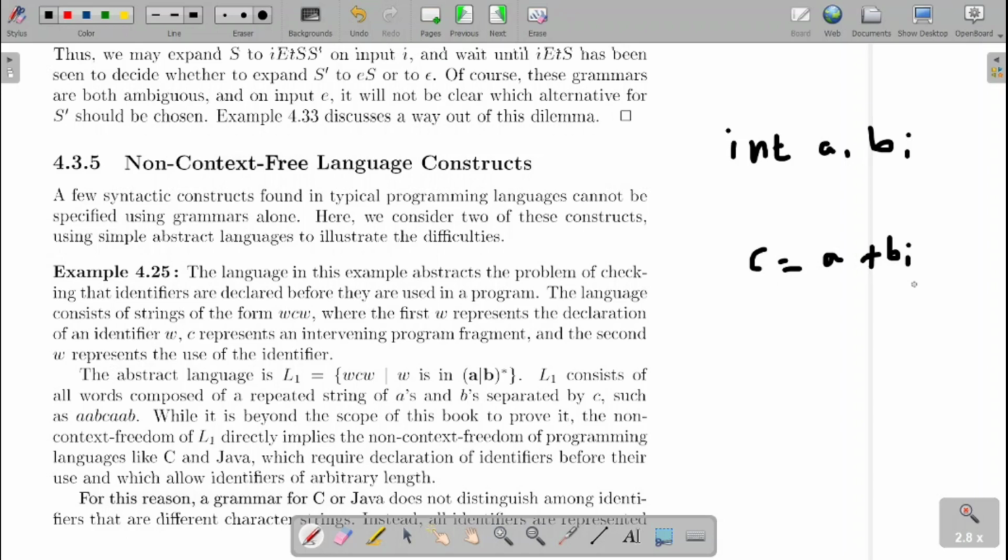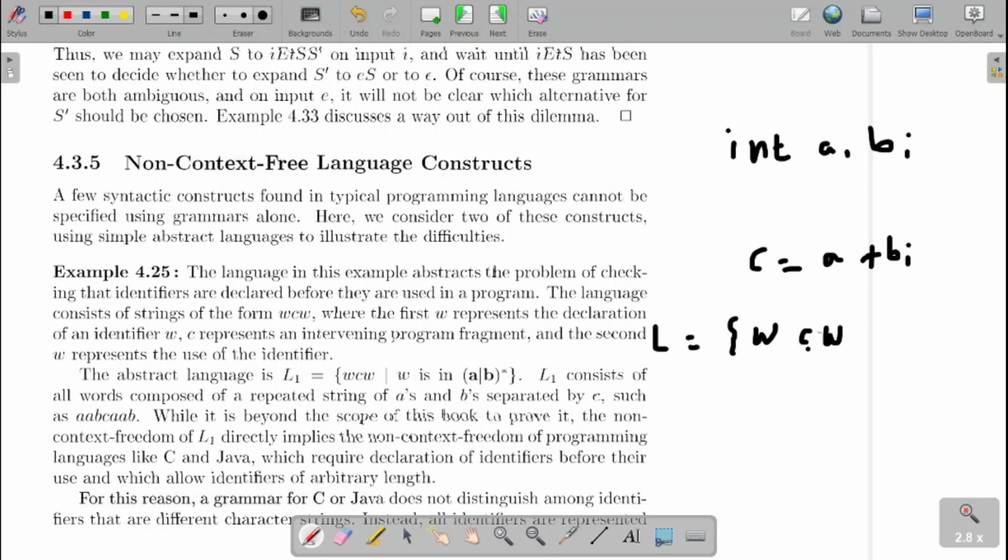Can we implement this with the help of the grammar? Can we check this with the help of the grammar? Fine. Purely, if you say purely only with the grammars, it is not possible. But we have definite constructs, like a language of the form WCW.